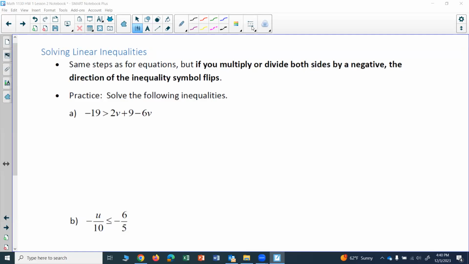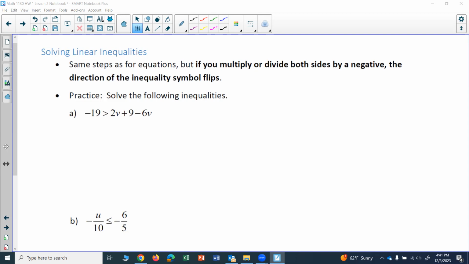In this video, we look at solving linear inequalities. We're going to use the same steps as for solving equations, but if you multiply or divide both sides by a negative number, the direction of the inequality symbol flips. Let's look at some practice problems here.